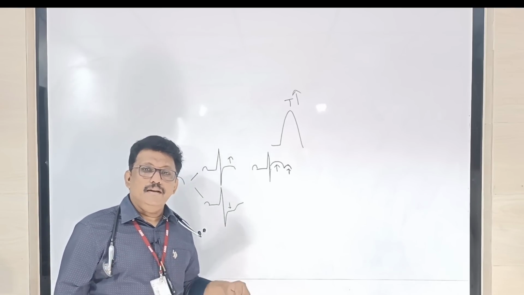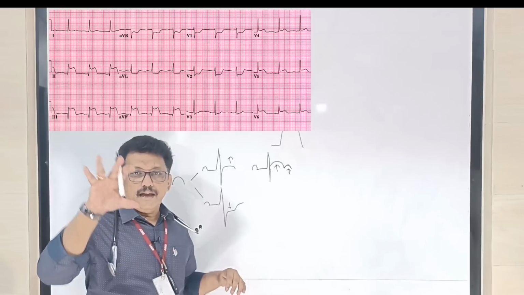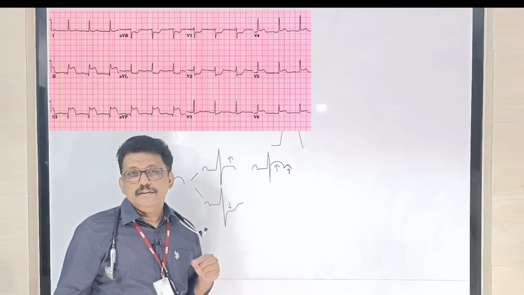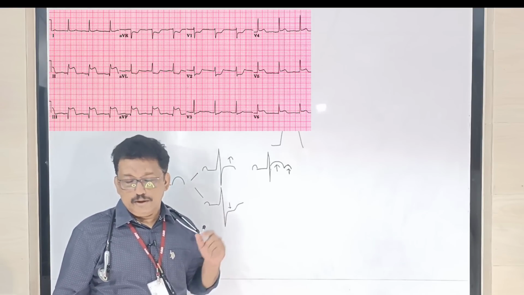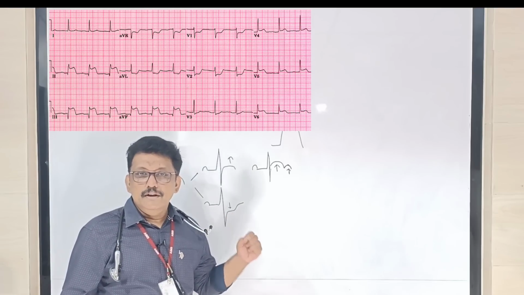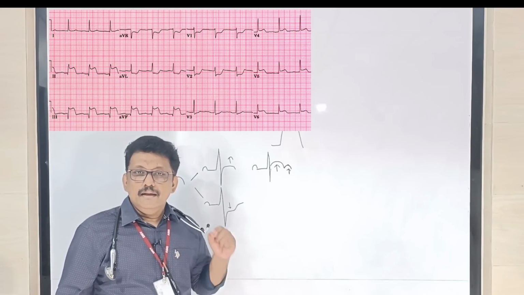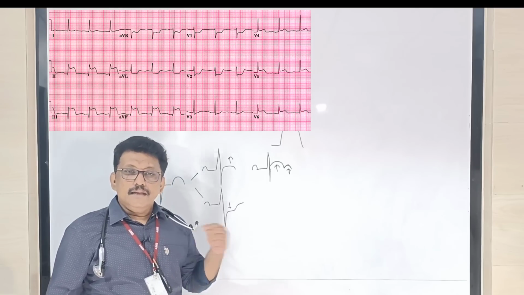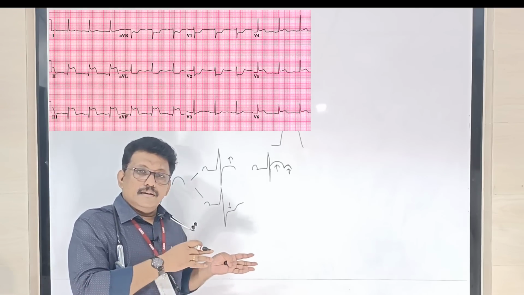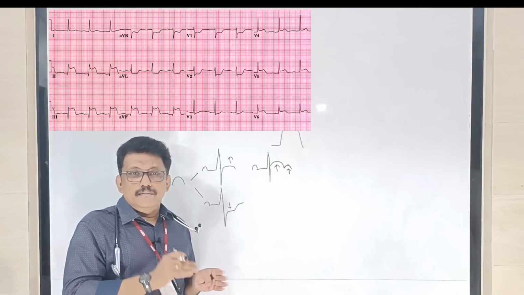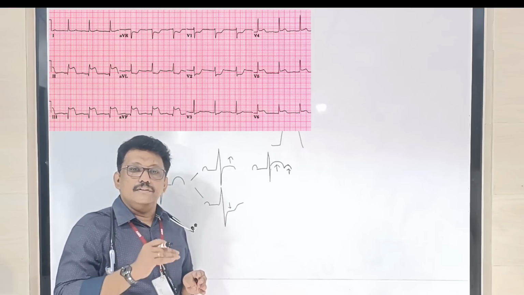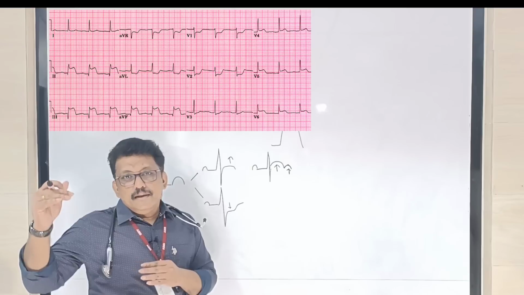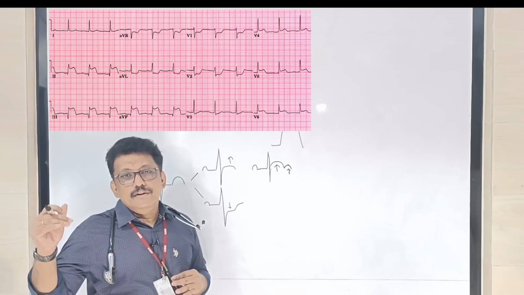If you see the inferior leads at the same time, when there is an anterior myocardial infarction, you can get ST depression in lead 2, lead 3 and AVF. This is called reciprocal changes. Same like that, when you are getting an inferior wall MI, the patient can have ST elevation in lead 2, lead 3, AVF. He can get ST depression in V1, V2, V3.